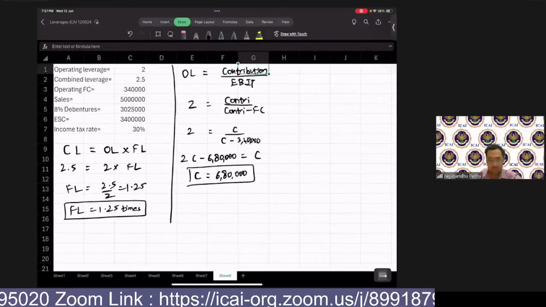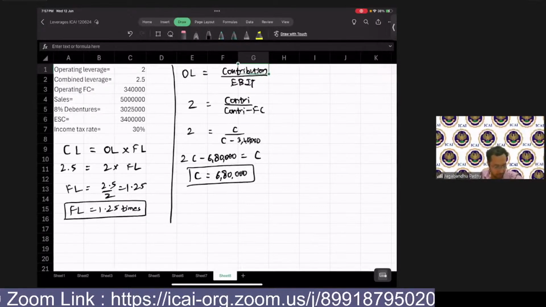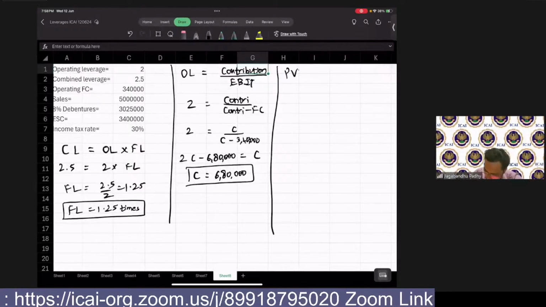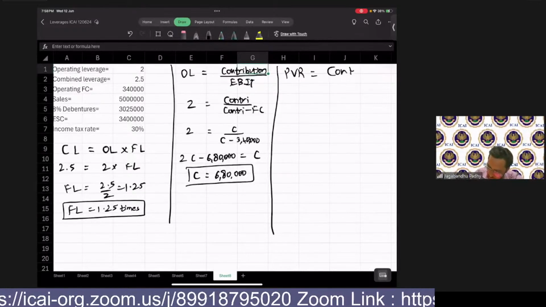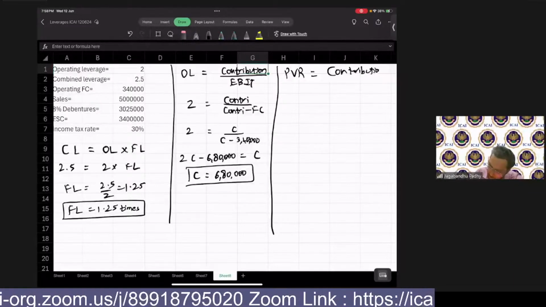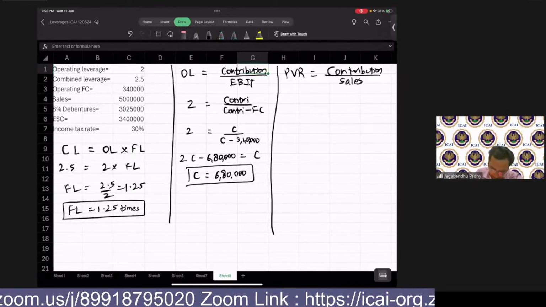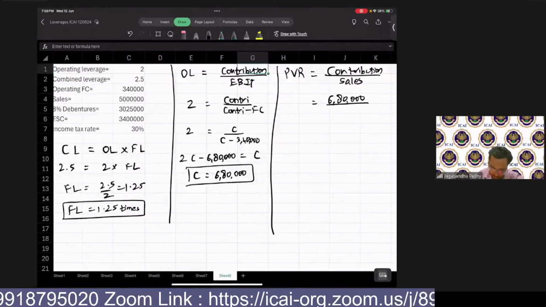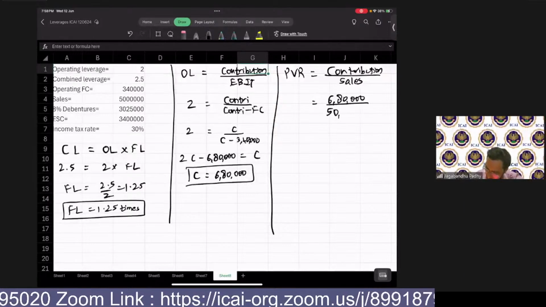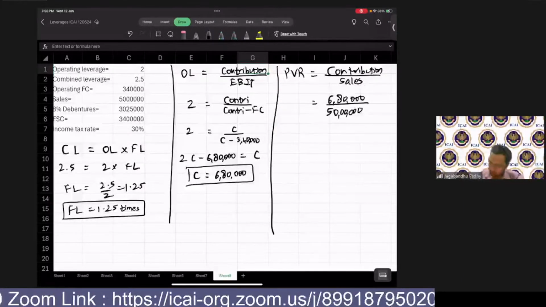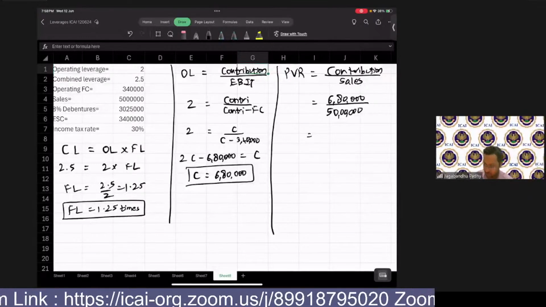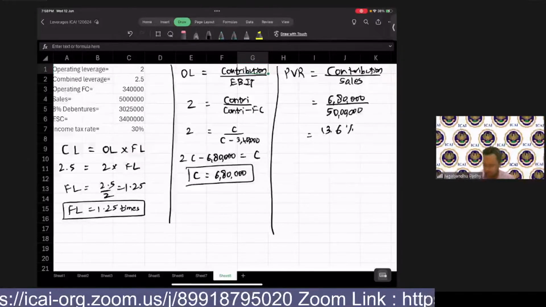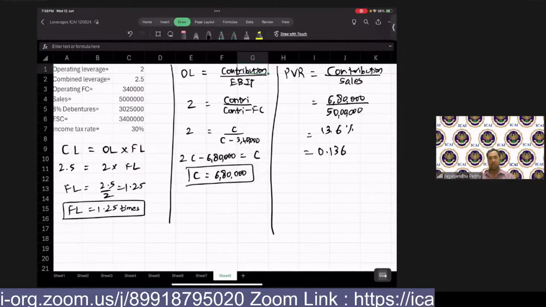Now, since the contribution is 6 lakh 80,000, the question asks us to get the PV ratio. We know PV ratio is contribution upon sales. Contribution is 6,80,000 upon sales of 50 lakh. 6,80,000 upon 50 lakh should be 13.6% or 0.136. You can write that as the PV ratio.